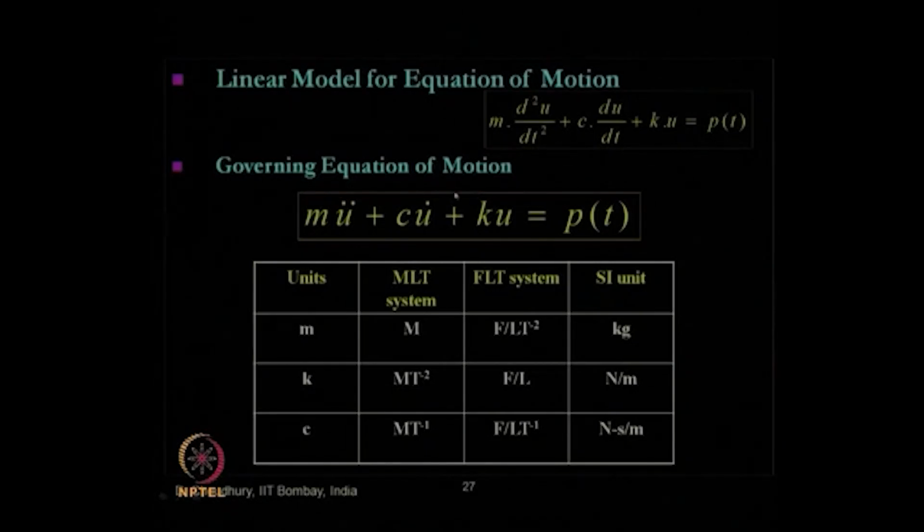So, it is called the governing equation of motion for a linear system, for a single degree of freedom system, of a simple vibrating system, which is nothing but, as I said, m u double dot plus c u dot plus k u equals p of t. The corresponding units used for the m, k and c parameters are in the MLT system, in the FLT system, and in SI units, commonly for mass we use kg, for stiffness we use Newton per meter, and for the damping constant we use Newton second per meter.